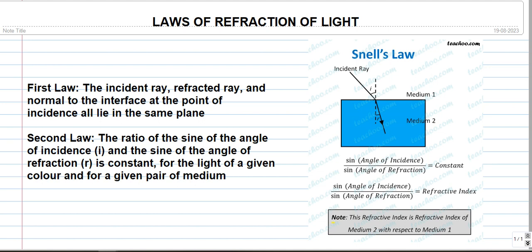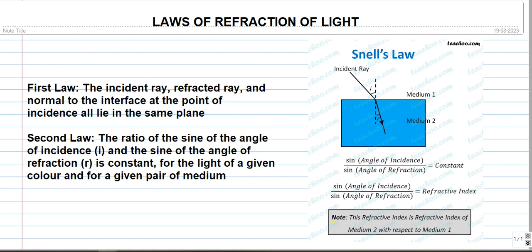The first law is very similar to the first law of reflection. This says the incident ray, refracted ray (there we saw reflected ray, now it is the refracted ray), and the normal to the interface at the point of incidence lie in the same plane. So this is the same thing as the first law of reflection.